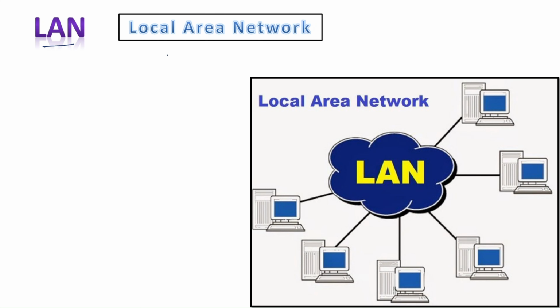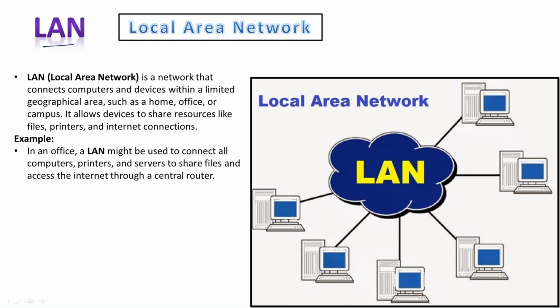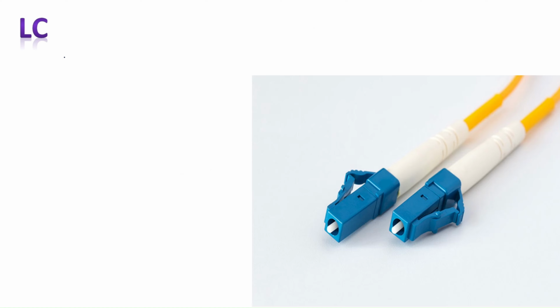LAN, that is local area network. So LAN is a network that connects computers and devices within a limited geographical area such as a home, office, or campus. It allows devices to share resources like files, printers, and internet connection. For example, in an office, a LAN might be used to connect all computers, printers, and servers to share files and access the internet through a central router.